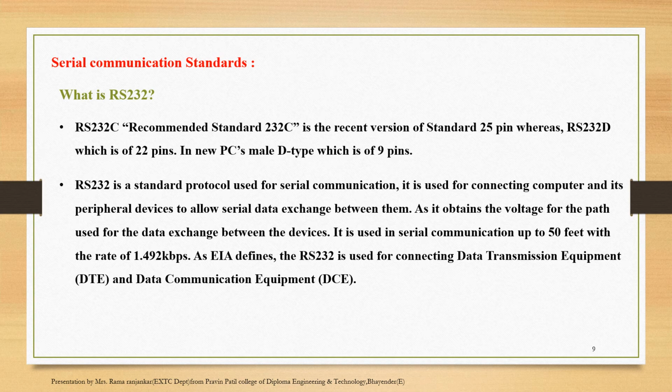RS-232 is a standard protocol used for serial communication. It is used for connecting a computer and its peripheral devices to allow serial data exchange between them, as it contains the voltage for the path used for the data exchange between the devices. It is used in serial communication up to 50 feet with a rate of 1.492 kilobits per second. As EIA defines, RS-232 is used for connecting data transmission equipment DTE and data communication equipment DCE.